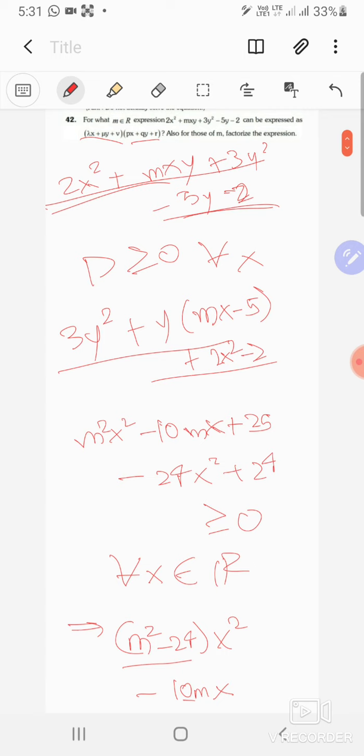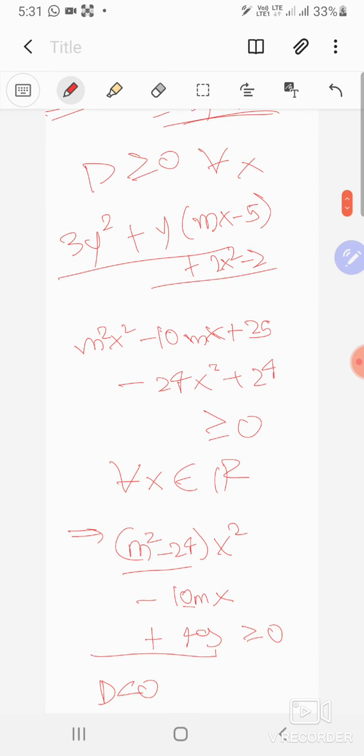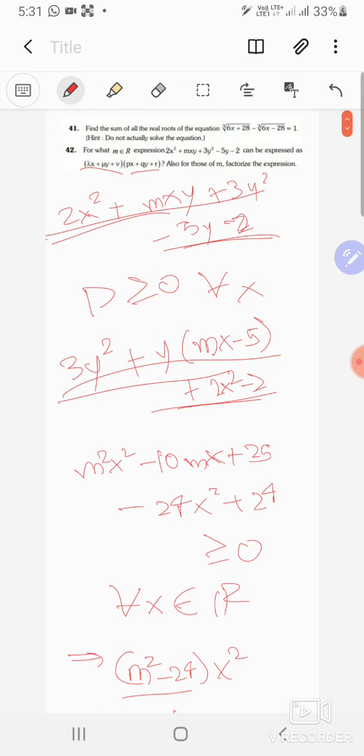Also for those values of m, how can we factorize the expression as well? So 2x squared plus mx plus 3y squared minus 5y minus 2, how can that be factorized? Sure, you can actually use the quadratic formula on this thing, but is it actually nice to do? Will that give me any nice solutions? I don't think so. But yes, it can be used.